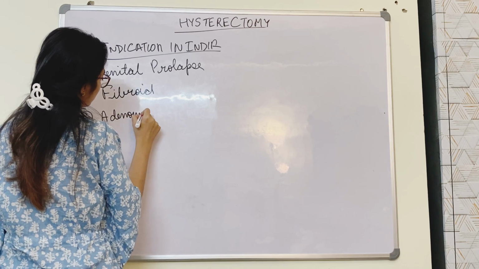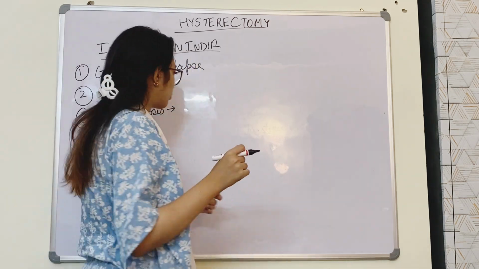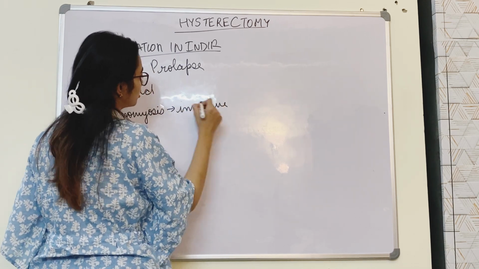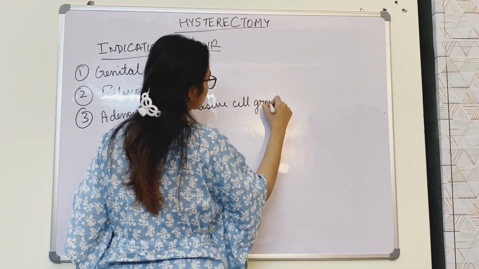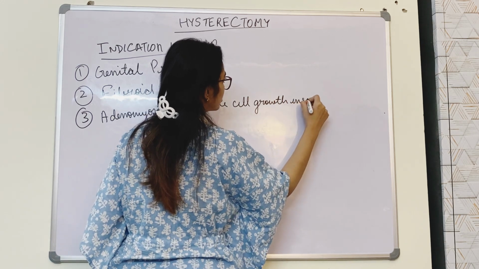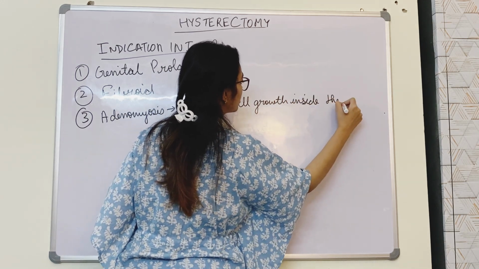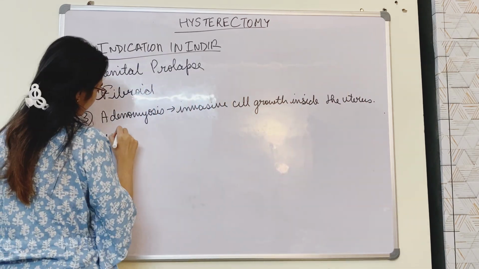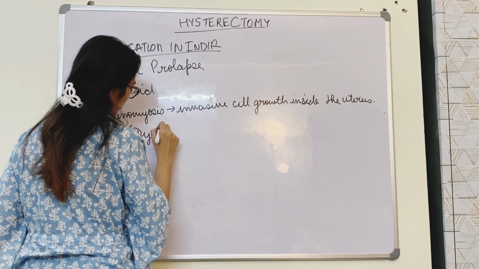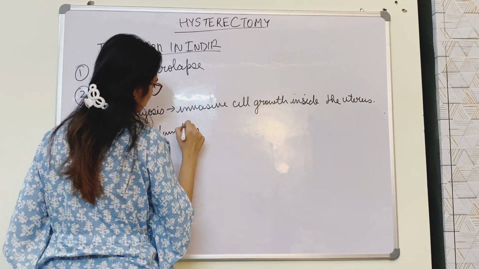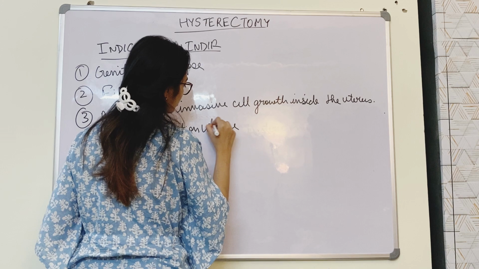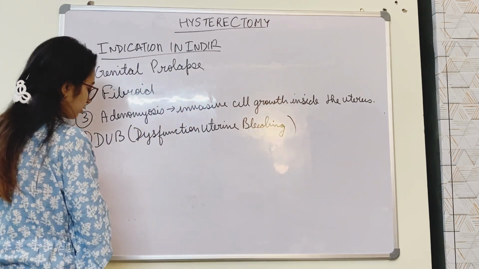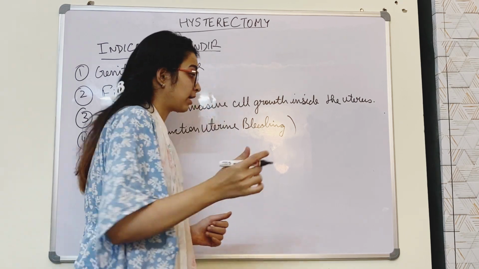adenomyosis. What is adenomyosis? Adenomyosis is the invasive cell growth inside the uterus. Okay, DUB, that is dysfunctional uterine bleeding. Then CA cervical, that is the cervical cancer.